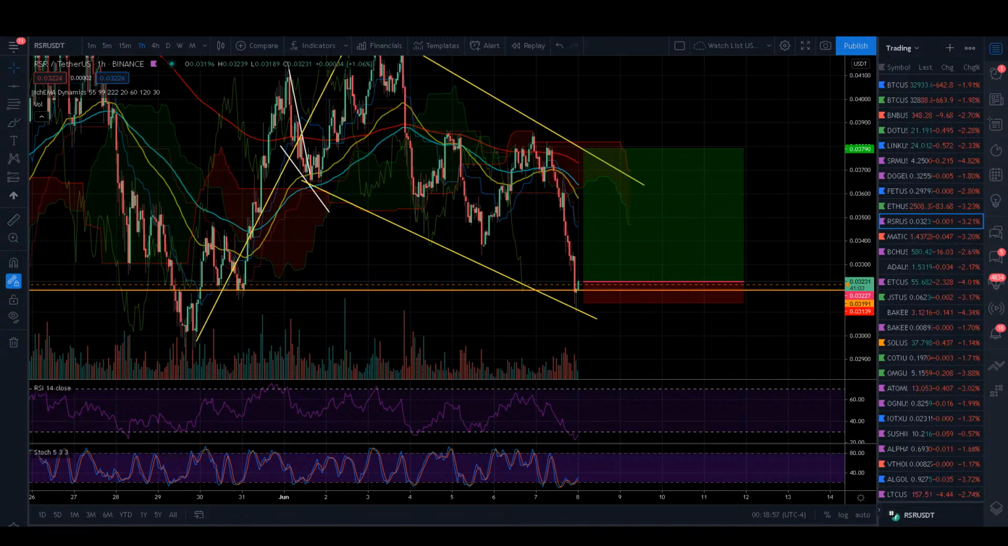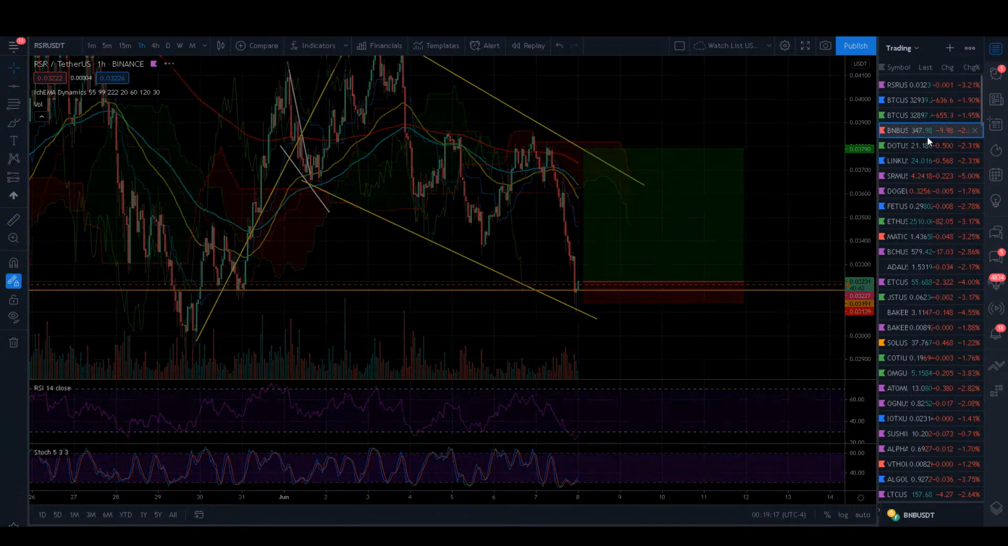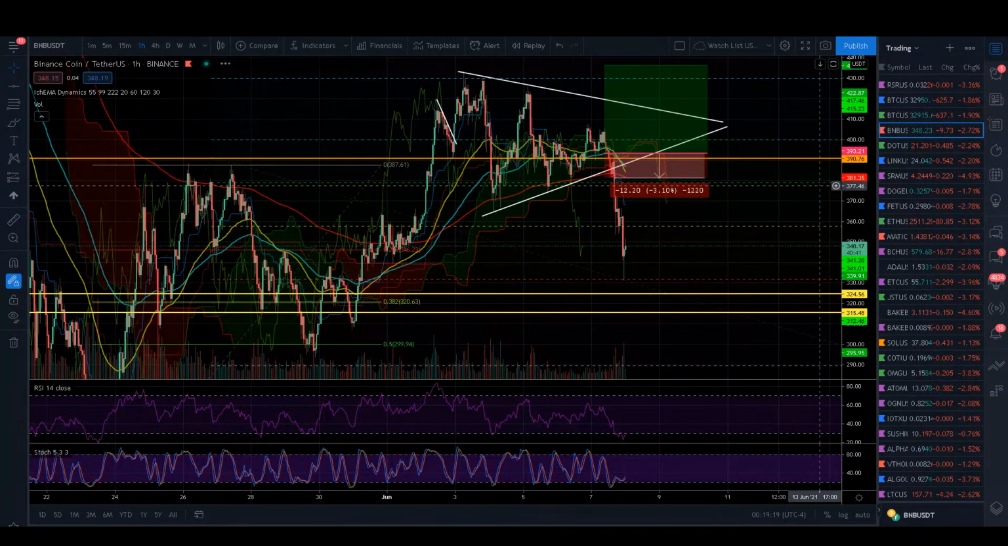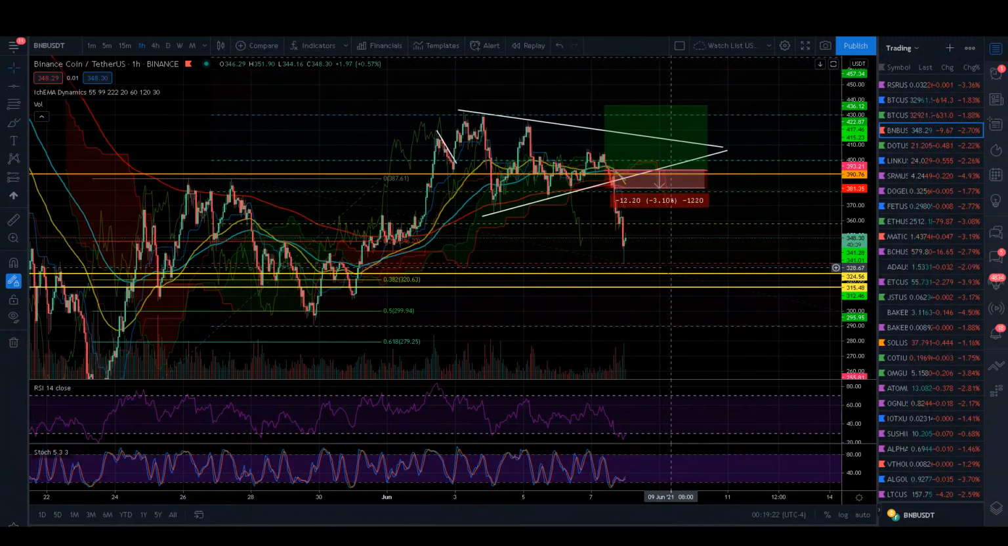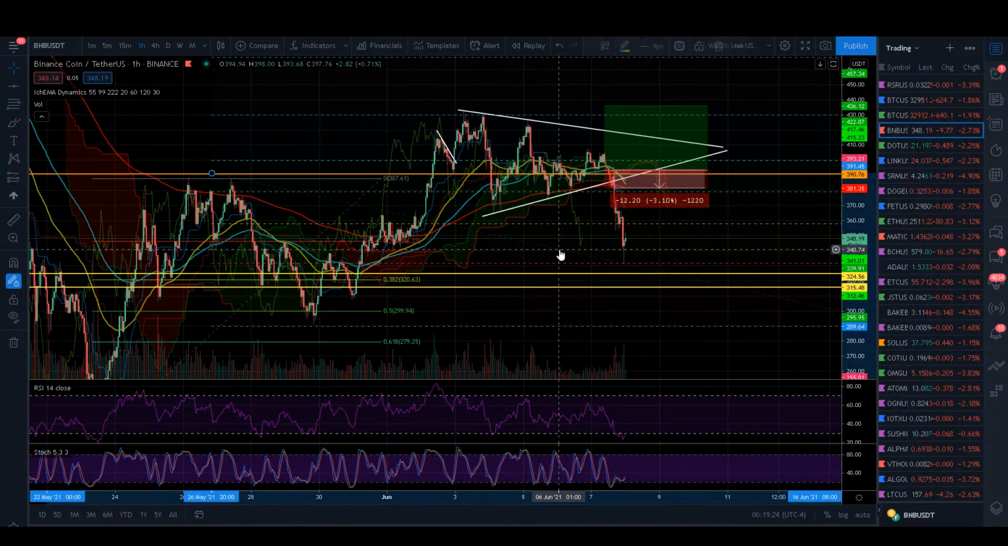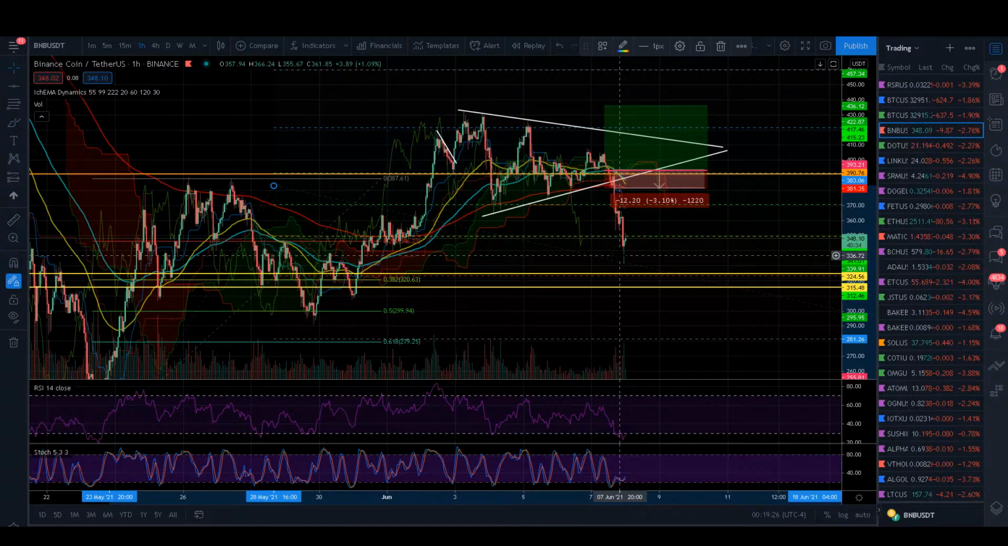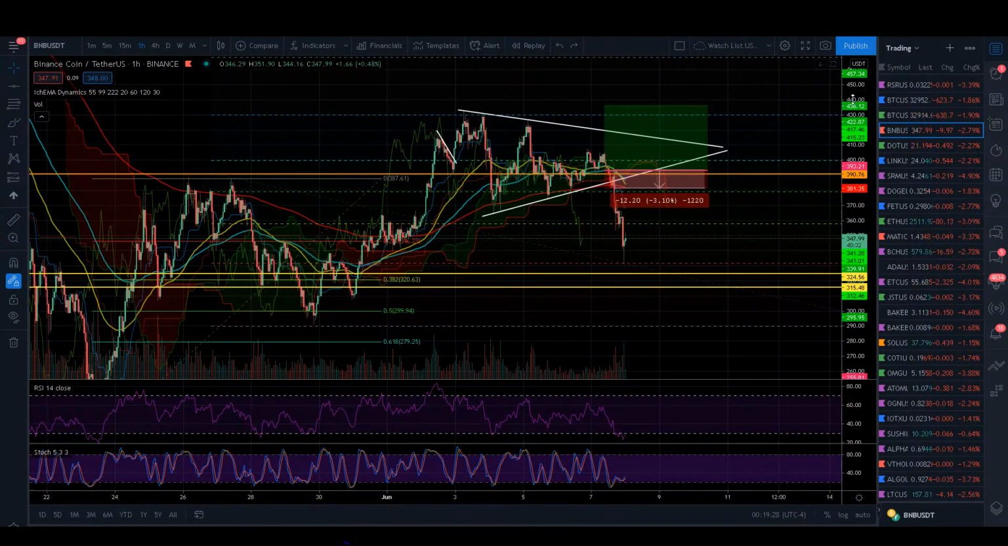I'm just posting to the group and letting everybody else know. All right, so BNB is something that I expected to potentially have a solid run. Let me see if I can justify an entry, see how she looks.